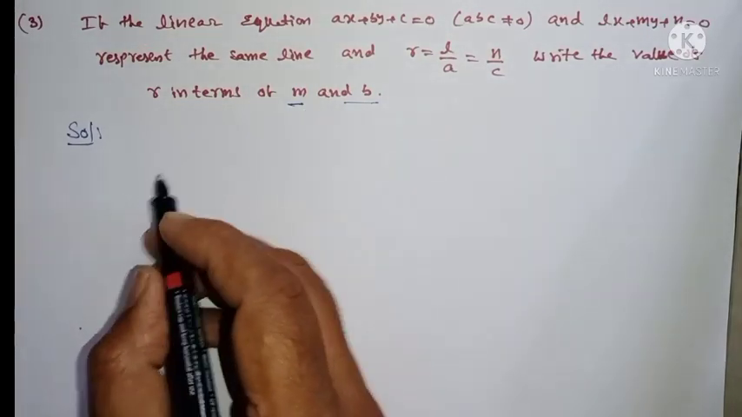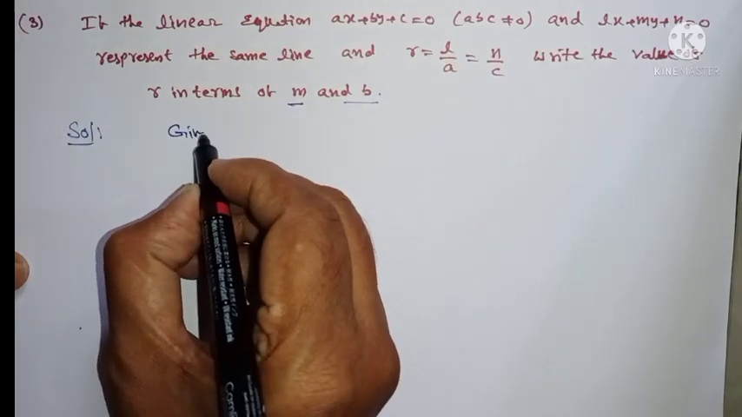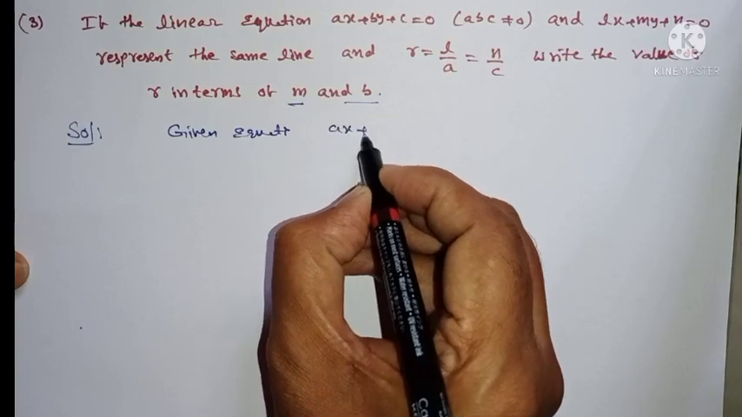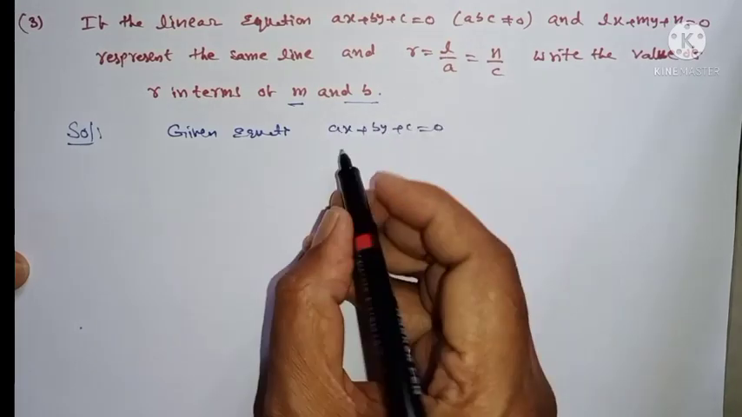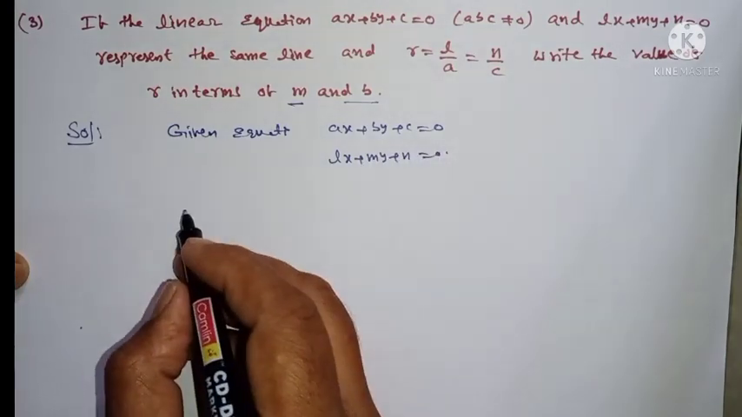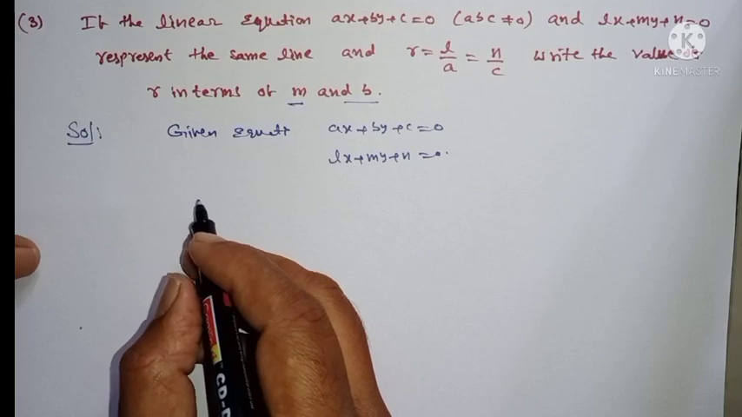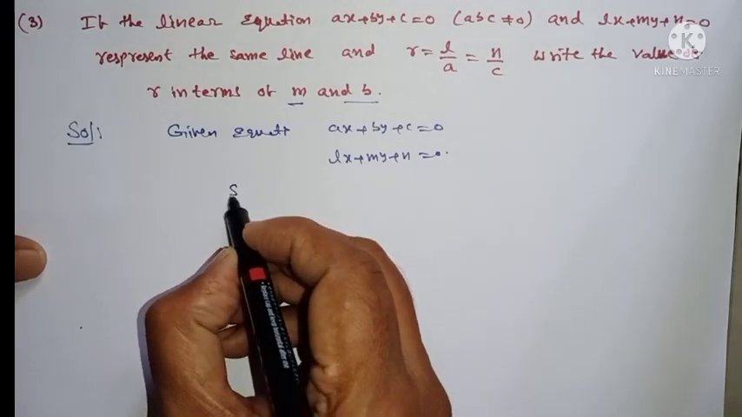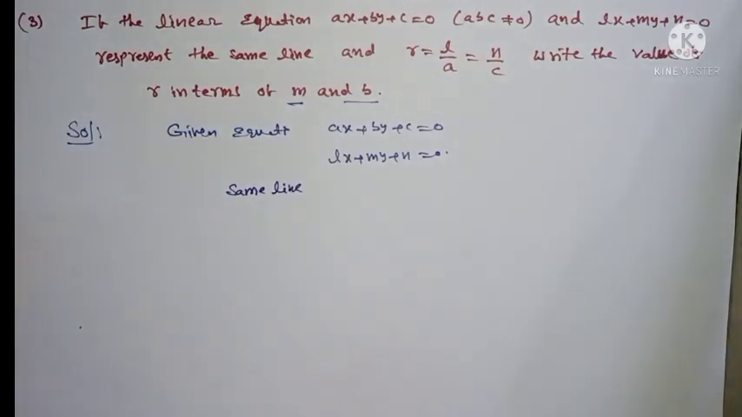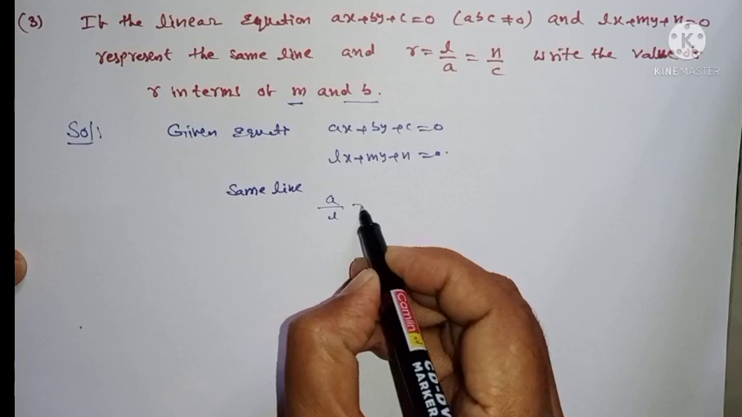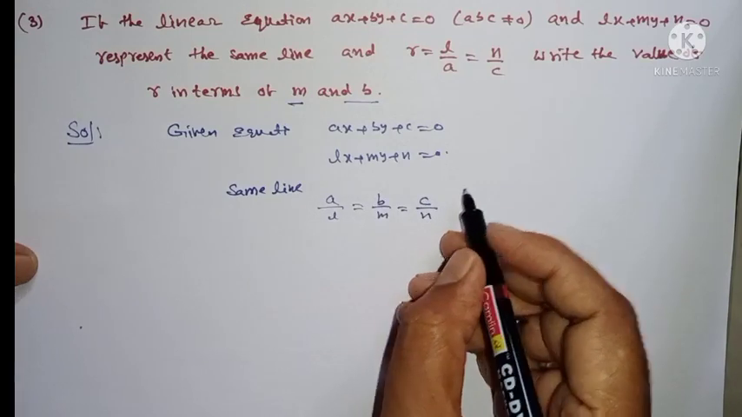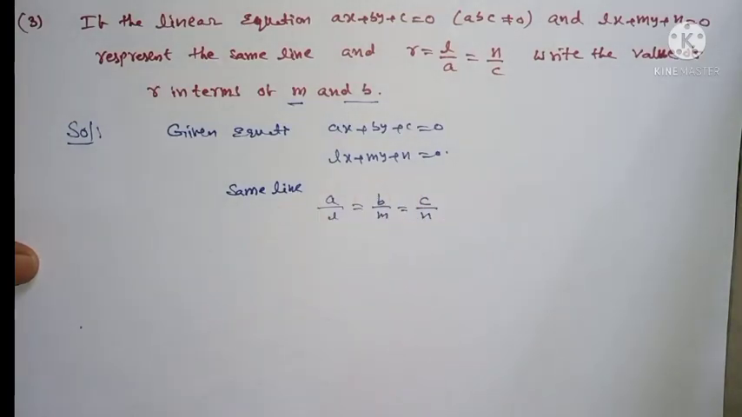Solution: observe here, the given equations are ax plus by plus c equals 0 and lx plus my plus n equals 0. These two equations represent the same lines. Same lines means the coefficients must be proportional. Therefore a by l is equal to b by m is equal to c by n.